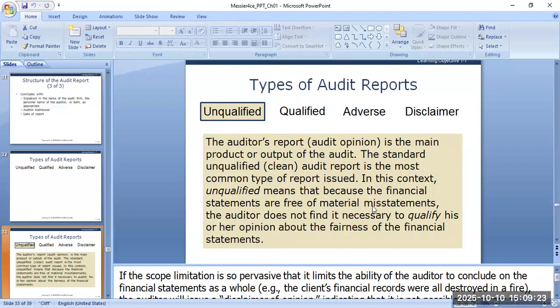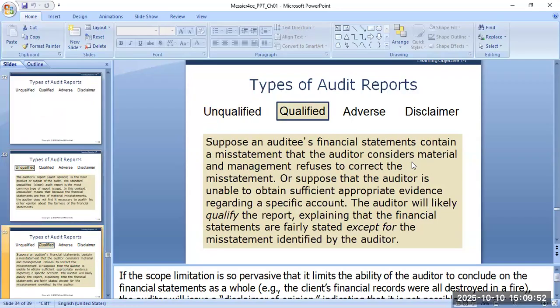Again, the meaning of unqualified is that the financial statements are free from material misstatement, and the auditor does not find it necessary to qualify his or her opinion about the fairness of the financial statements. That's what unqualified specifically means. Now, the qualified is something else. What will be that something else?